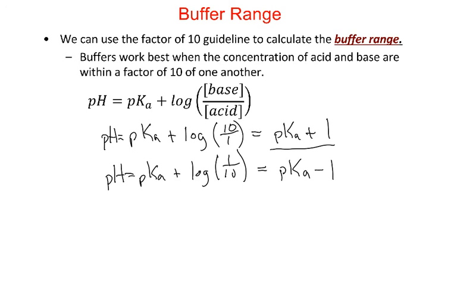So the range of pH values in which a particular buffer system is going to be effective is the pKa plus or minus 1. So that's how we know what pHs a particular buffer system will be good for. All right, and I have a follow-up video doing some calculations involving buffer ranges.